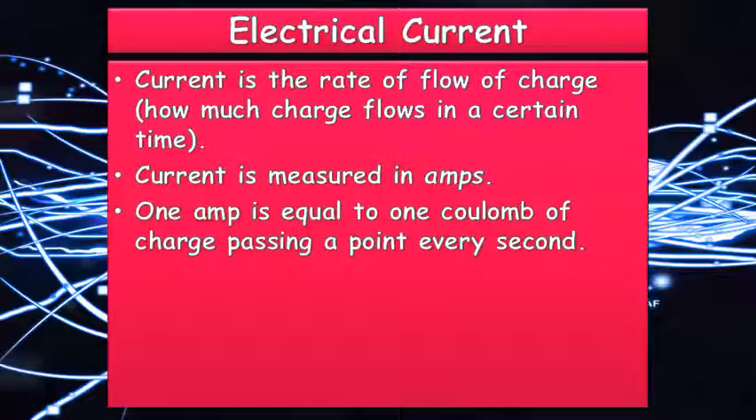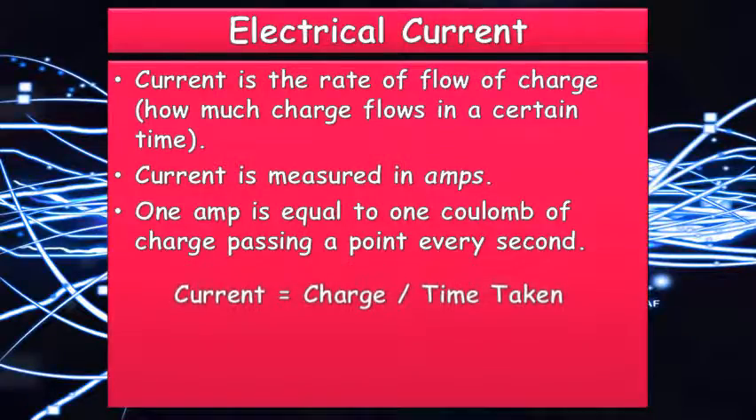You can think of the analogy of a river: it's the amount of, say, water atoms passing a particular point in that river every second. And current I equals charge Q divided by time taken. Or in other words, I equals Q divided by T. So there is our first equation for today.